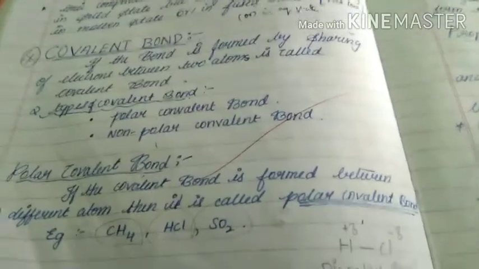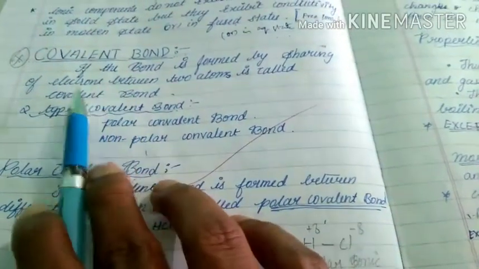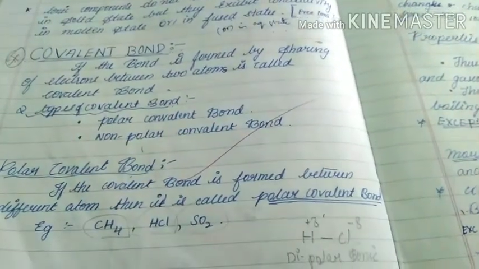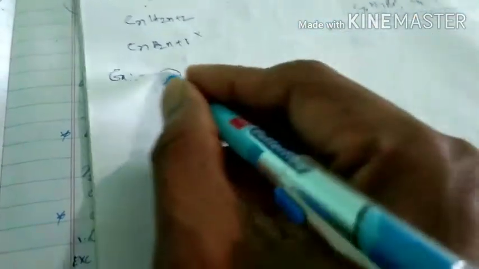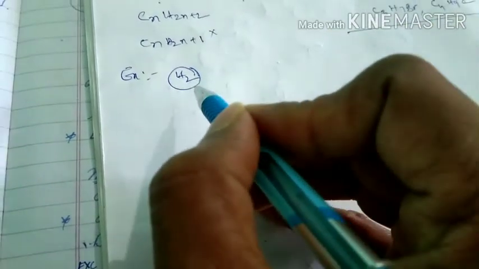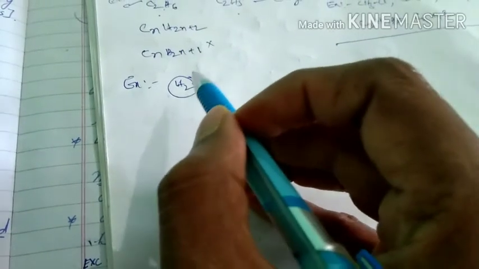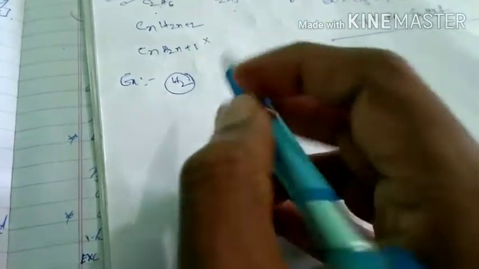Now, covalent bond. What is the definition here? If the bond is formed by sharing of electrons between two atoms, it is called a covalent bond. I will discuss here. See, for example, take H2. That means this is a molecule. In that molecule, two hydrogen atoms are present. This is the example for covalent bond, because between two hydrogen atoms covalent bond is present. Now, how does that form between two hydrogen atoms? That is our topic here.